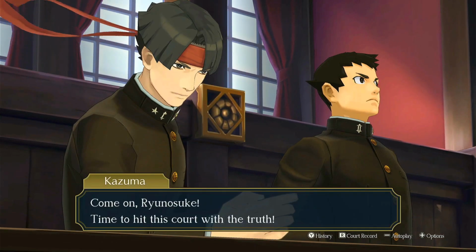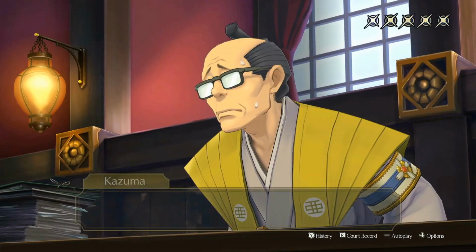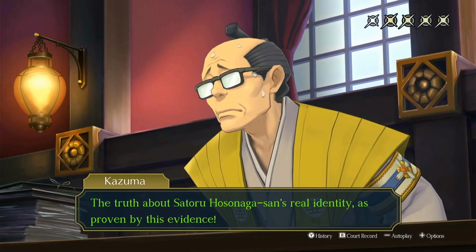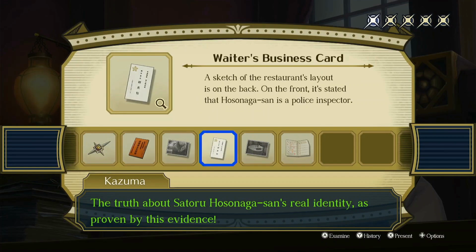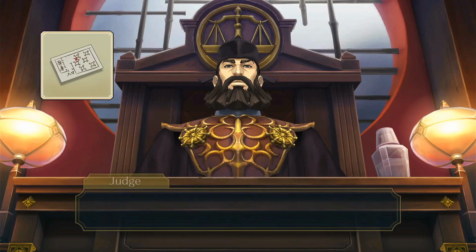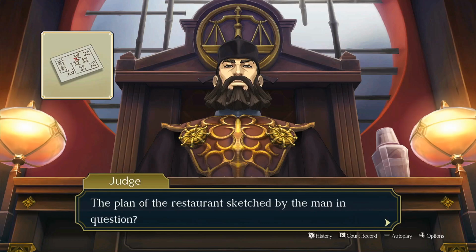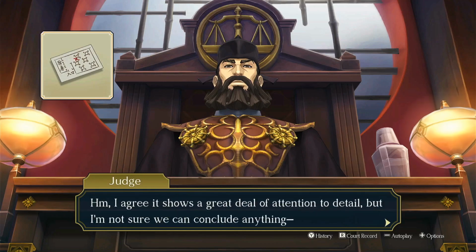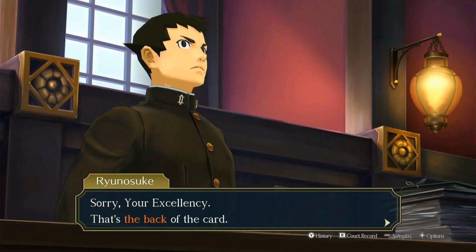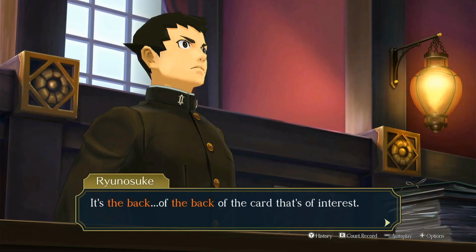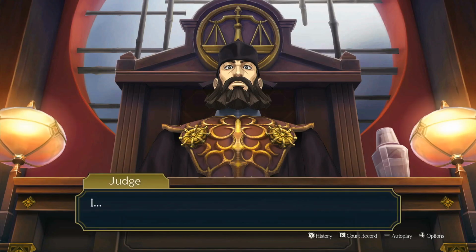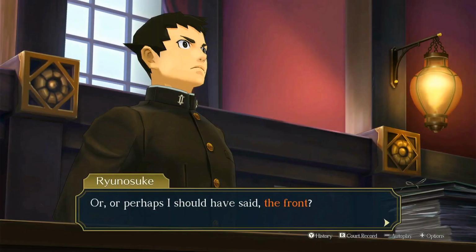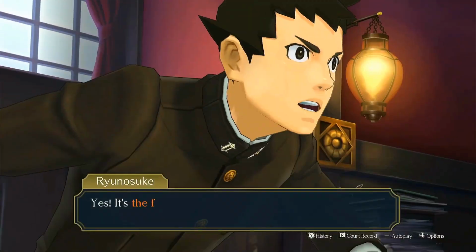Come on, Ryunosuke. It's time to hit this court with the truth. The truth about Satoru Hosonaga-san's real identity, as proven by this evidence. Yes! The business card, obviously. The plan of the restaurant sketched by the man in question. I agree it shows a great deal of attention to detail, but I'm not sure we can conclude anything. Sorry, Your Excellency, that's the back of the card. It's the back of the card that's of interest. I beg your pardon? Or perhaps I should have said the front? Yes, it's the front of the back of the card.